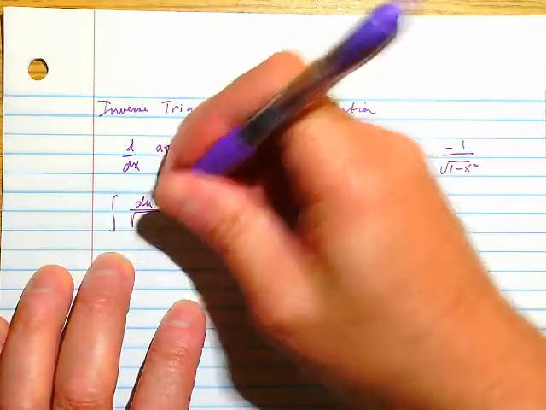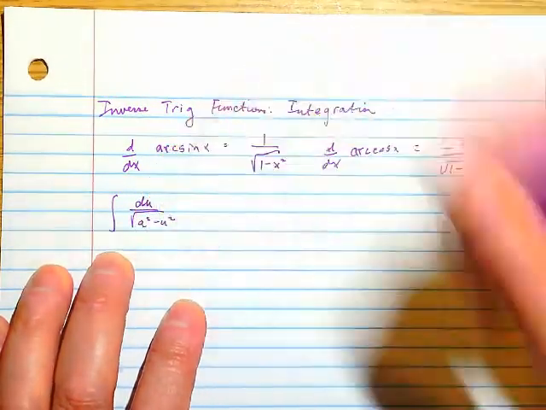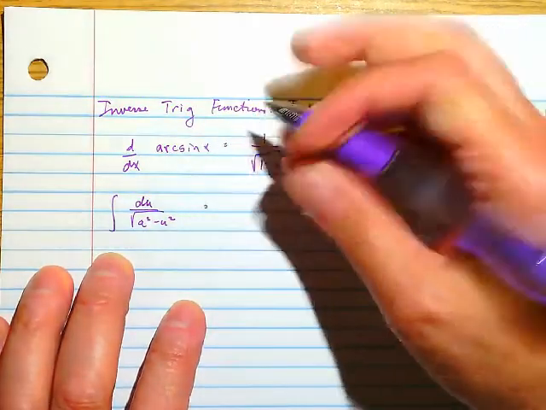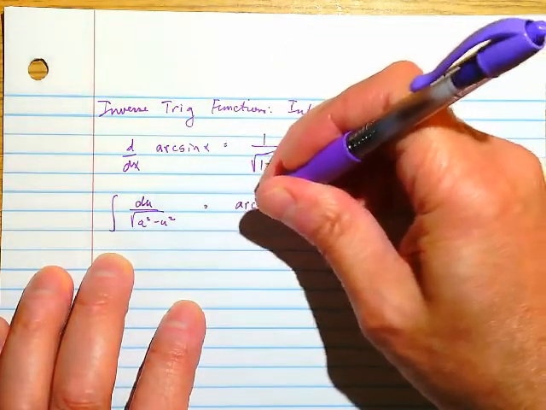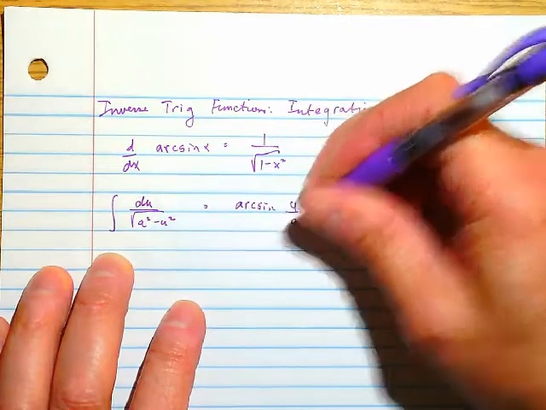So I'm going to use du functionality. The integral of du over the square root of a squared minus u squared is going to be arc sine of u over a plus c.